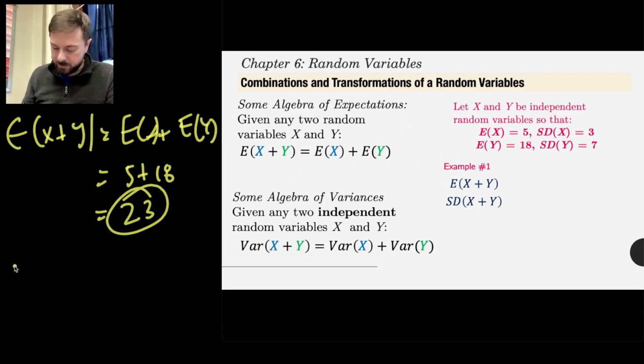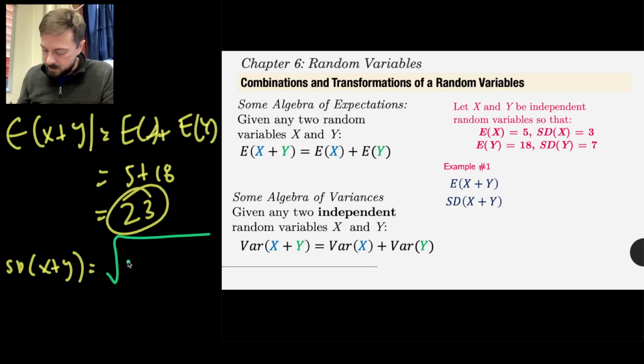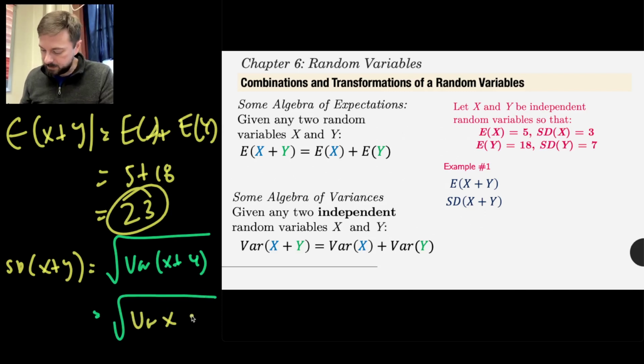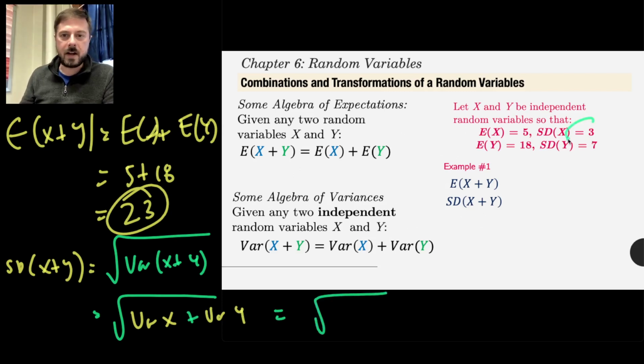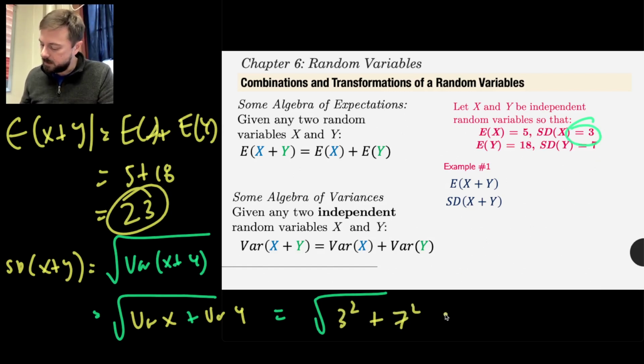To get the standard deviation of x plus y, I'll take the square root of the variance of x plus y. That'll be the square root of the variance of x plus the variance of y. The variance of x is going to be 3 squared, plus the variance of y, which is 7 squared. 3 squared plus 7 squared is the square root of 9 plus 49, which would be 58.